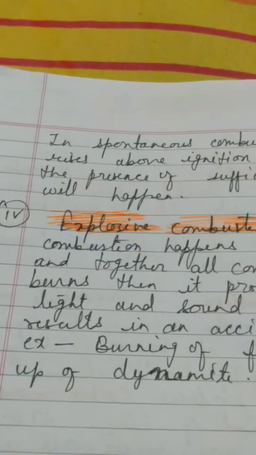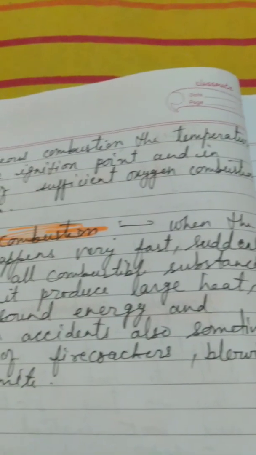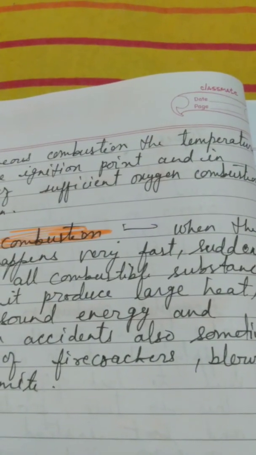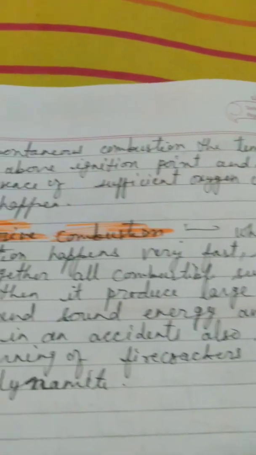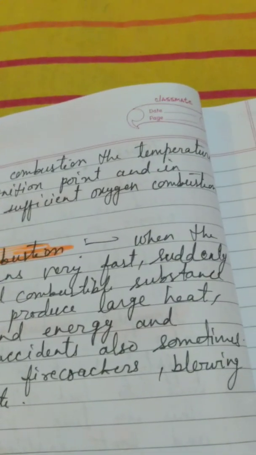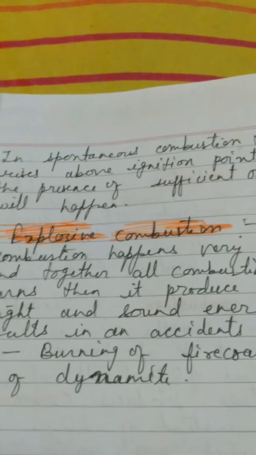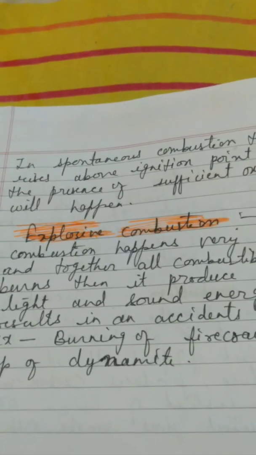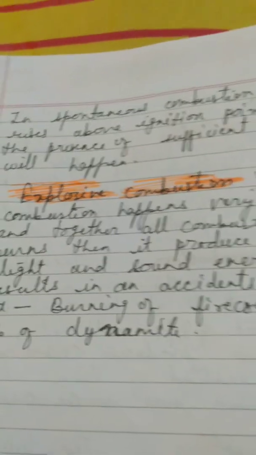So when the combustion happens very fast, then suddenly all the combustible substance burns together, and they produce a very large amount of heat, light and sound energy, and this results in an accidental kind of thing, and that is your explosion. And this explosion is an undesirable kind of combustion, because with such type of combustion we can't do any work, but we try to protect ourselves from the explosion. That is also a truth.